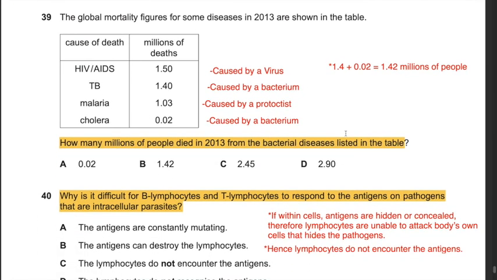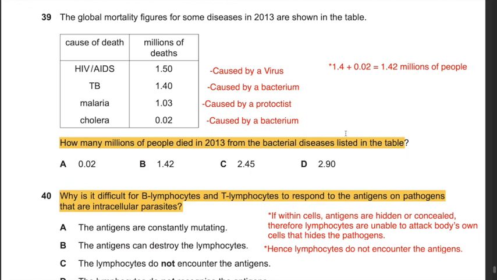Question 39. The global mortality figures for some diseases in 2013 are shown in the table. How many millions of people died in 2013 from the bacterial diseases listed in the table? HIV/AIDS. HIV/AIDS is caused by a virus, not a bacterium. Therefore, it is not a bacterial disease.